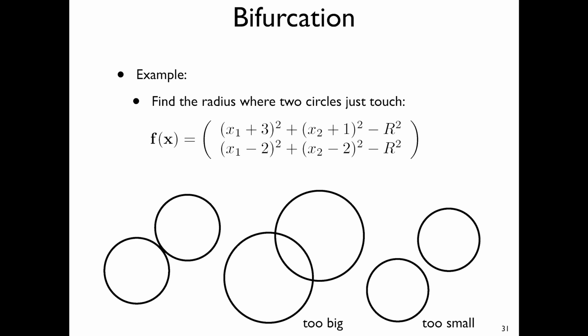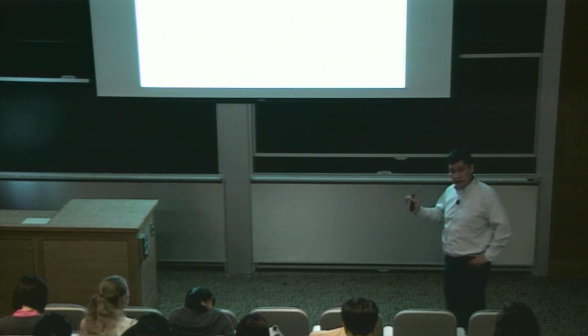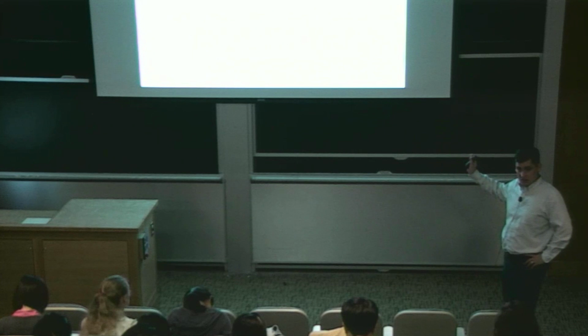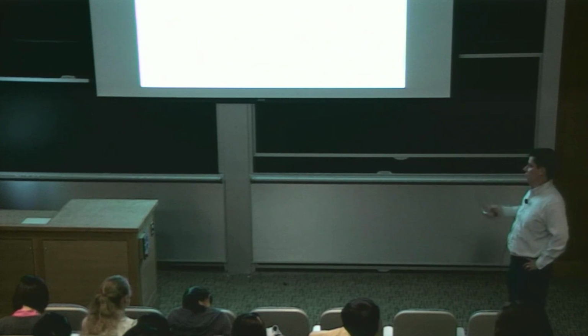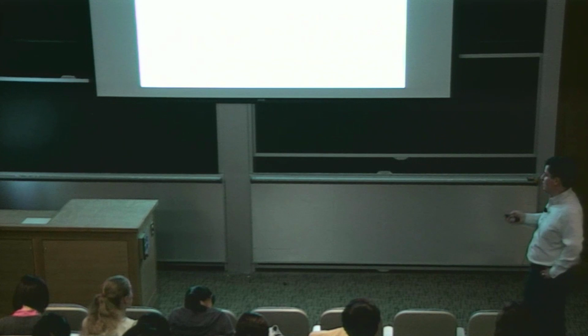If r is a little too big, right, the two circles overlap and there are two solutions to this problem. And if r is a little too small, there are no solutions to this problem, right? So the perfect r for touching is a bifurcation point. It has all the properties of a bifurcation point, just like we discussed. Okay, it's a multidimensional equation and it bifurcates. You know the solution to this problem geometrically. You can work it out in a couple of minutes.